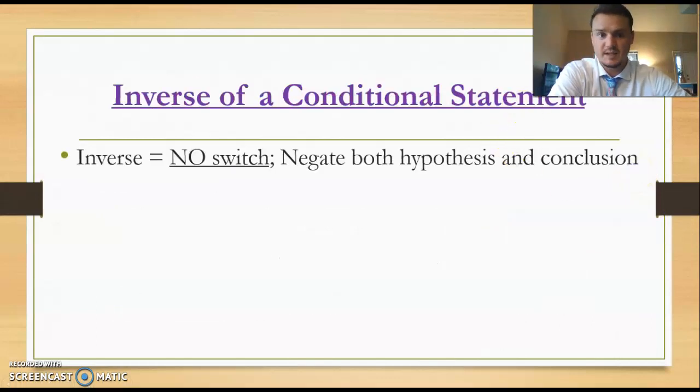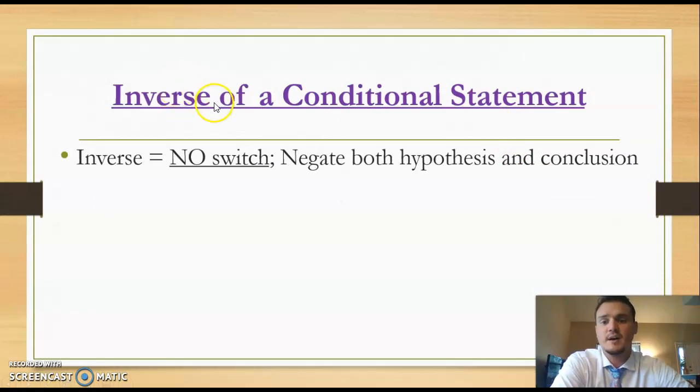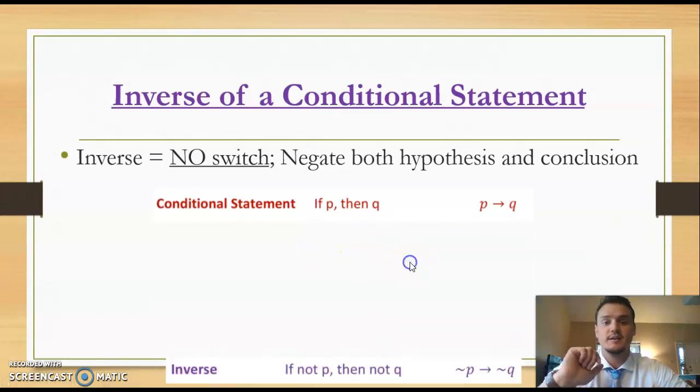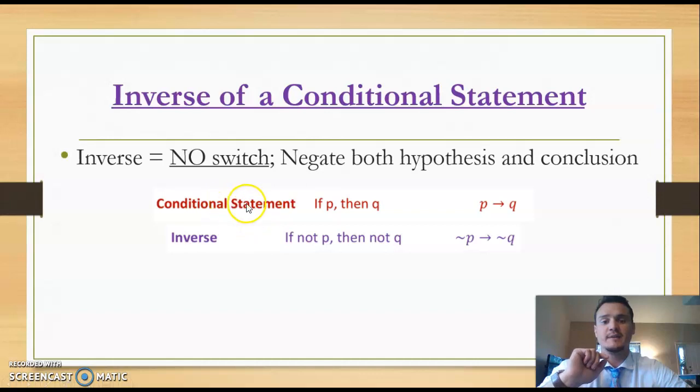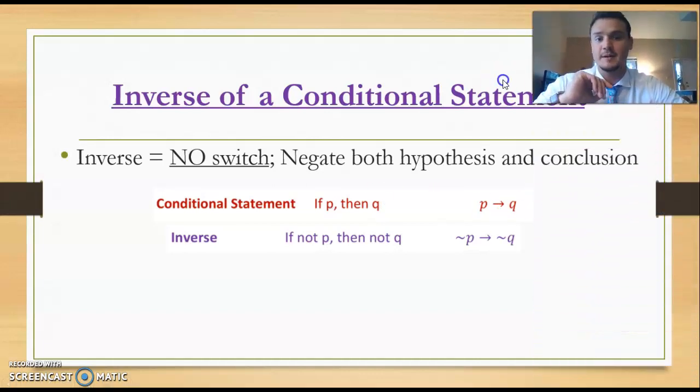So our next type of conditional statement is the inverse. So the inverse, there is no switch, so we don't switch. But what we do is we negate both the hypothesis and conclusion. Negate means to just change it to the opposite meaning. So usually just adding the word not into a sentence kind of works. Here's the symbolism. So again, if we have a conditional statement, if P, then Q. Inverse is if not P, then not Q. So all you're doing is really just changing the actual meaning of your hypothesis to not the hypothesis, so the opposite of it. Here's an example to help better make sense of it.